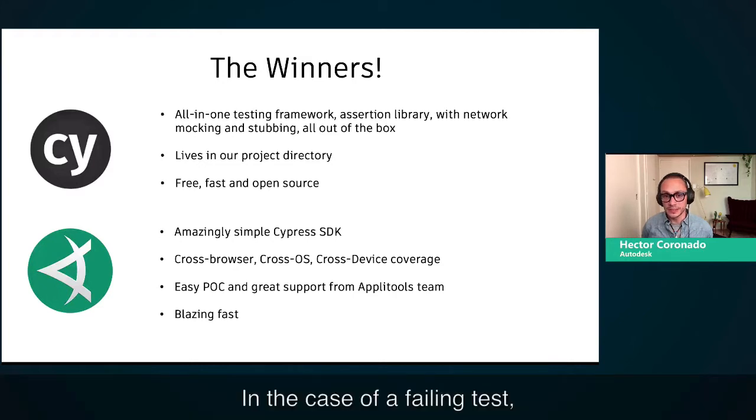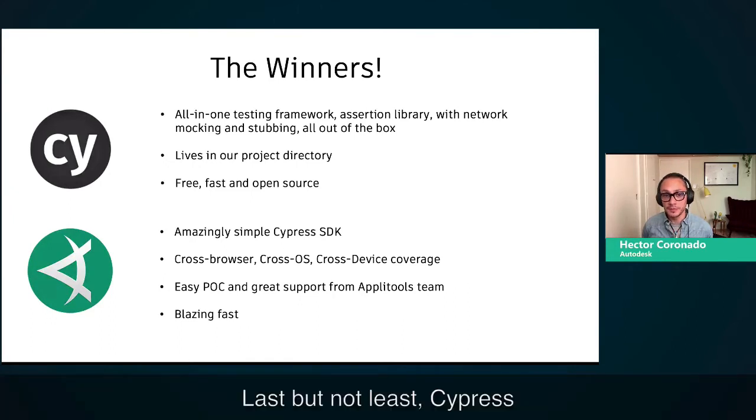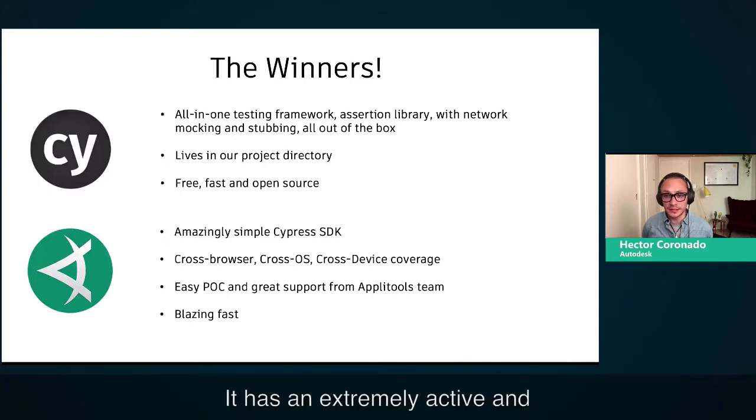In the case of a failing test, we can now work as one team in the same repo, determine if a failing test needs to be updated, or if it's the code that needs fixing, or both. And we can make the necessary changes in that one repo with just one pull request. Last but not least, Cypress is free and open source, which we can all agree is a great feature. It has an extremely active and engaged community that is eager to address issues and constantly improve the tool.